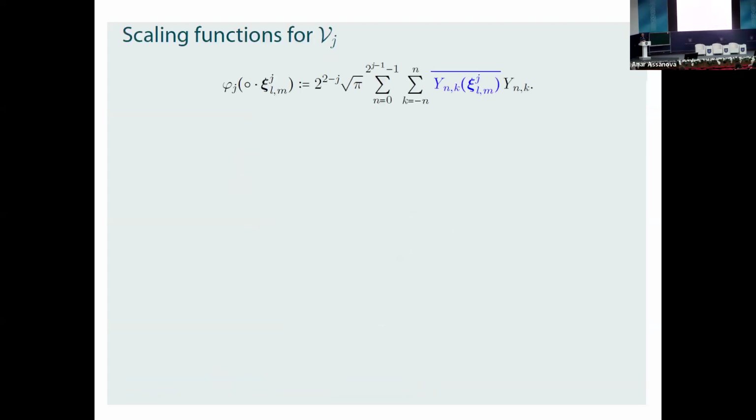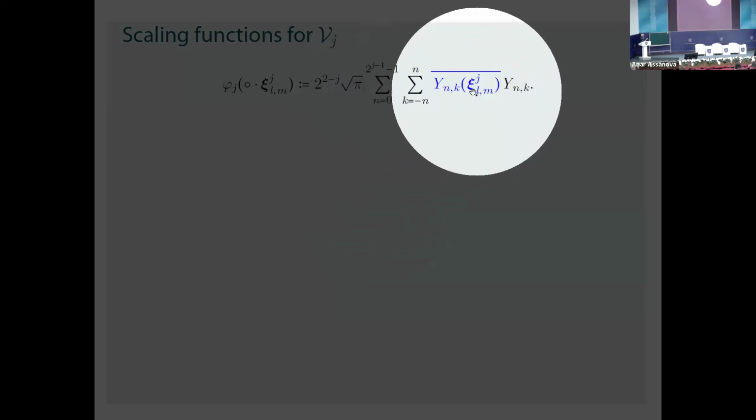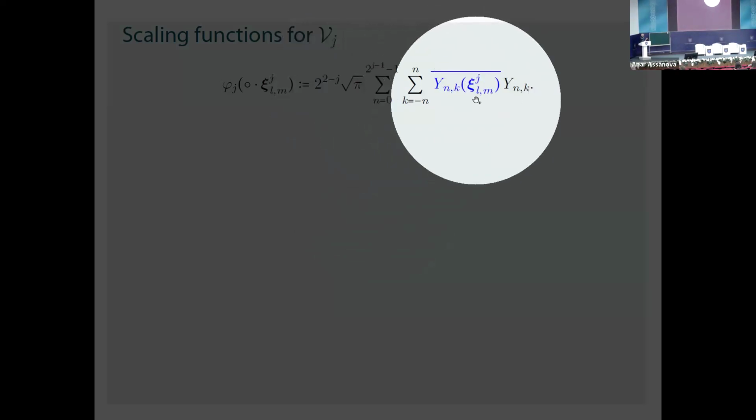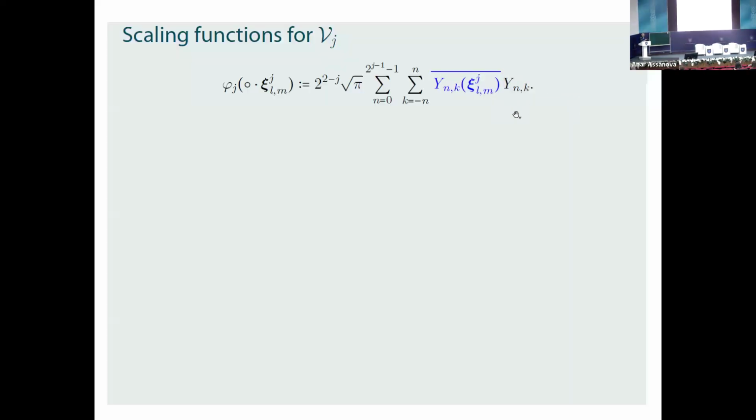Okay, and now we repeat the whole business from yesterday and the day before yesterday. We want to have scaling functions phi j, and we want to localize them around some points xi, lm from our discrete set. And clearly, you never expected something else. We have the shifts in this inner sum, and then we sum up over all harmonic spaces. This is the corresponding representation of such a scaling function, which is localized.